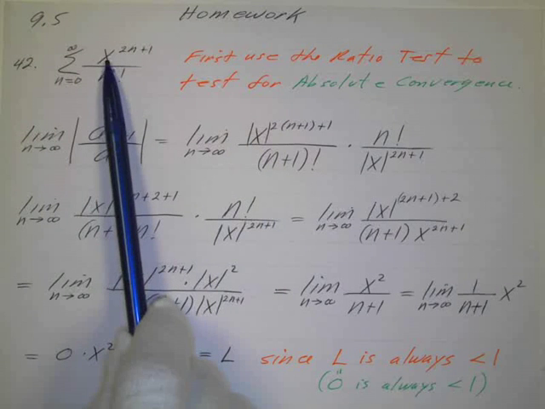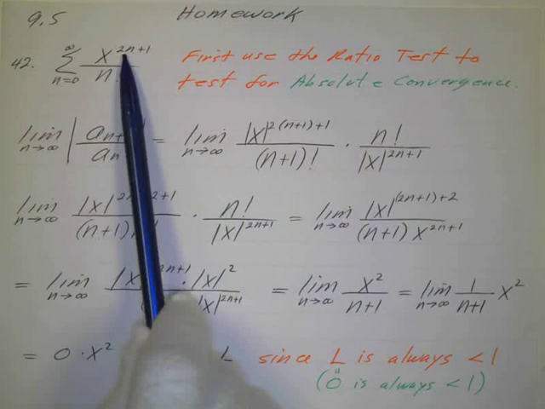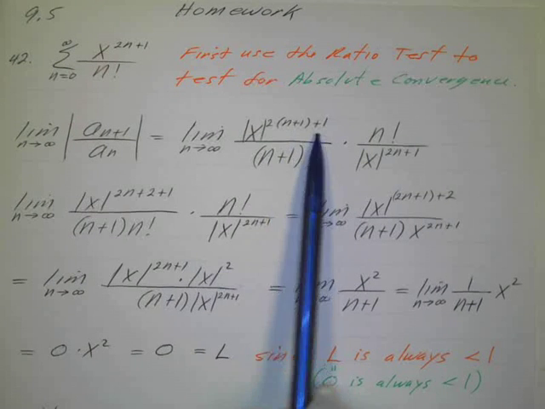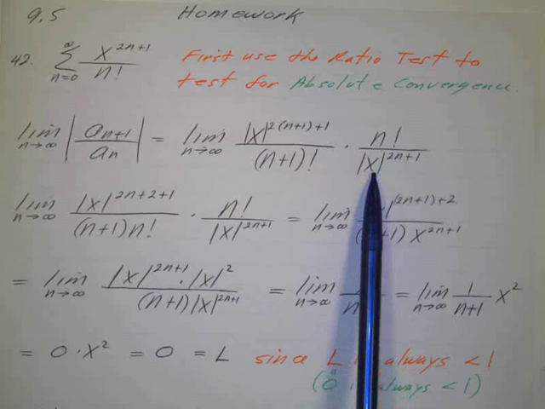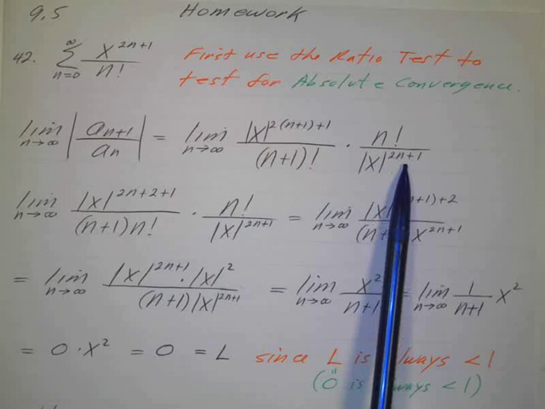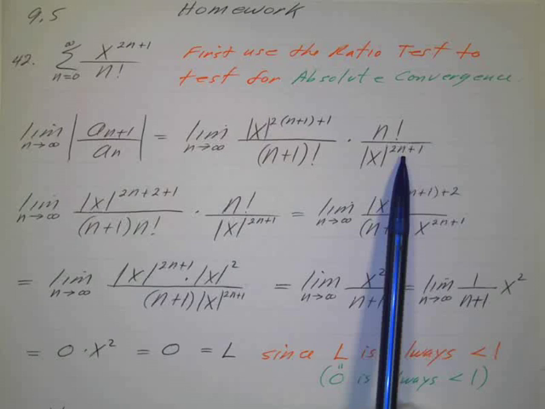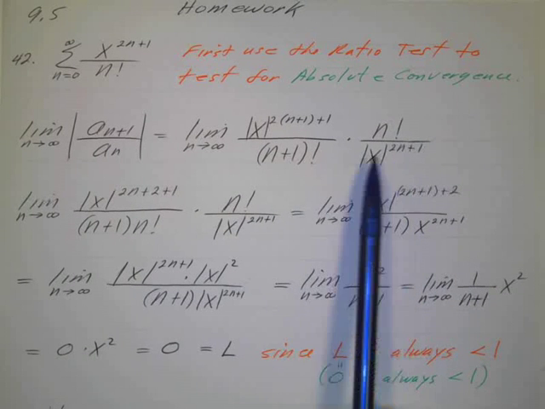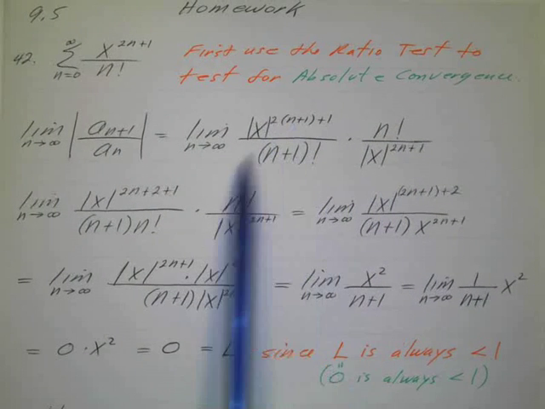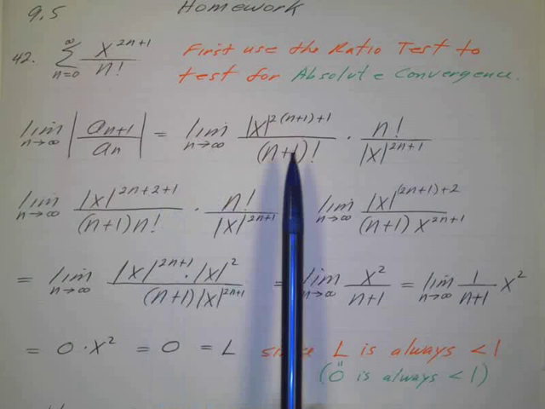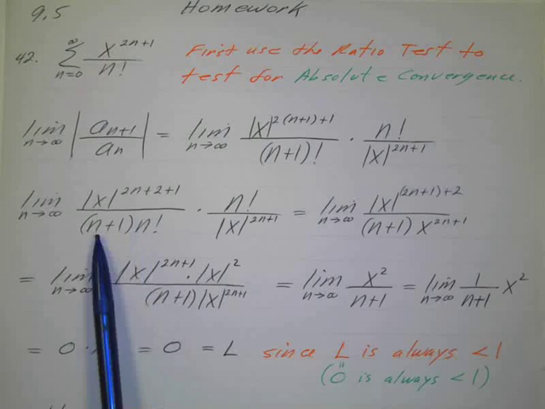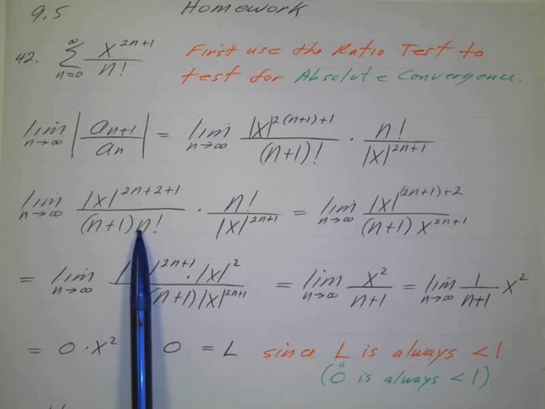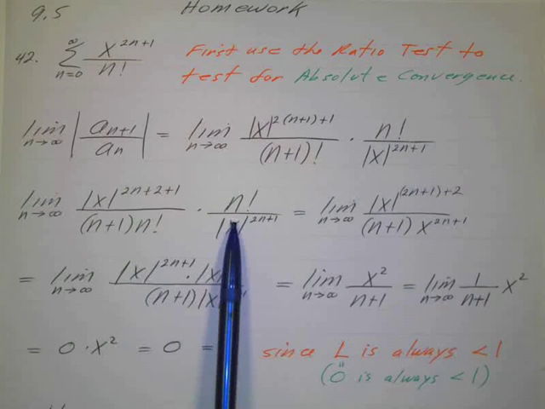So this is the absolute value of x to the 2 times n plus 1, plus 1, all over n plus 1 factorial. And then we'll just take the reciprocal of that, n factorial over the absolute value of x to the 2n plus 1. I put a lot of extra steps in here to make it real easy. This is going to be 2n plus 2 plus 1, so you can see how that works. And n plus 1 factorial is the same thing as n plus 1 times n factorial. We realize that from probability and statistics. And then this is the same over here.